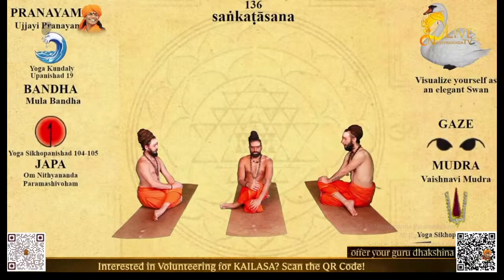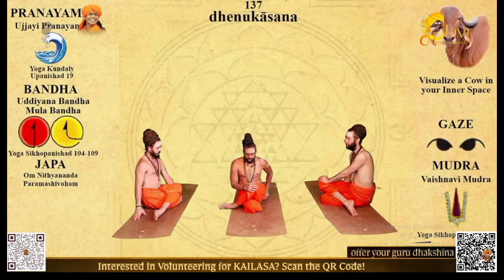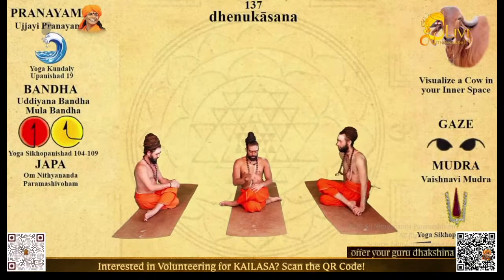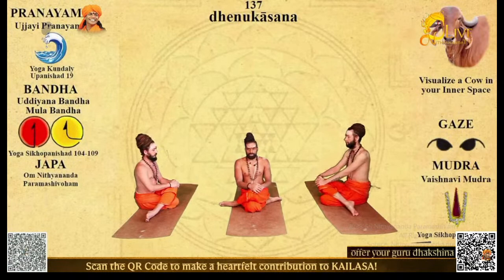The next asana is Dhenukasana. As you slide the right heel out, place both the hands on the top knee. Visualize yourself as a cow in your space. Engage Mulbandha and Udyanbandha.